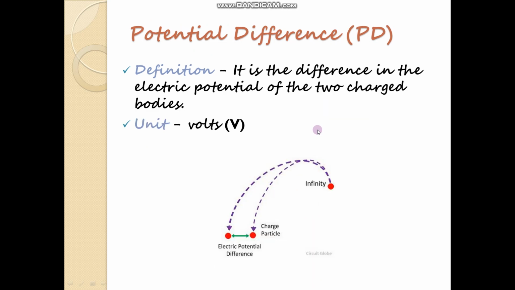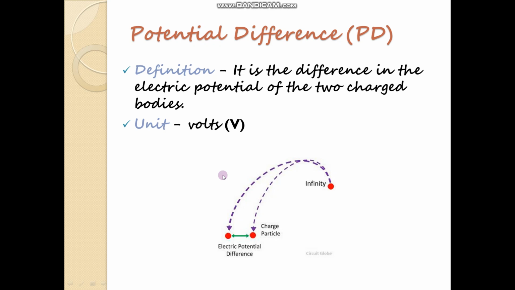The next concept is potential difference. Now there are two charged particles which are moving from infinity to two other points. One particle has a potential of 5 volt and suppose the second particle has a potential of 2 volt. Now what's the difference between them? 5 minus 2 is 3. So here the potential difference between the two charged particles is 3 volt. It is the difference in electric potential of two charged bodies.